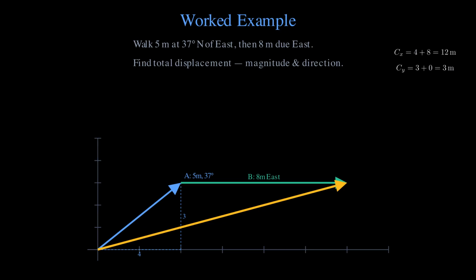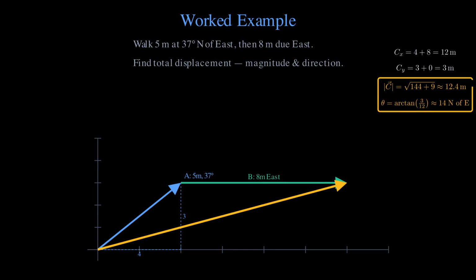Step 2. Add the components. Total x, 4 plus 8, equals 12 meters. Total y, 3 plus 0, equals 3 meters. Step 3. Find the magnitude. Square root of 12 squared plus 3 squared. That is the square root of 144 plus 9. The square root of 153, approximately 12.4 meters.